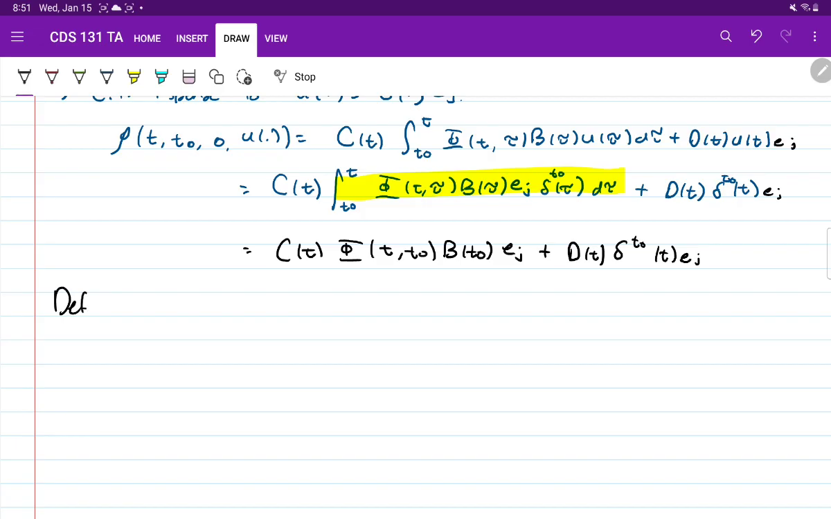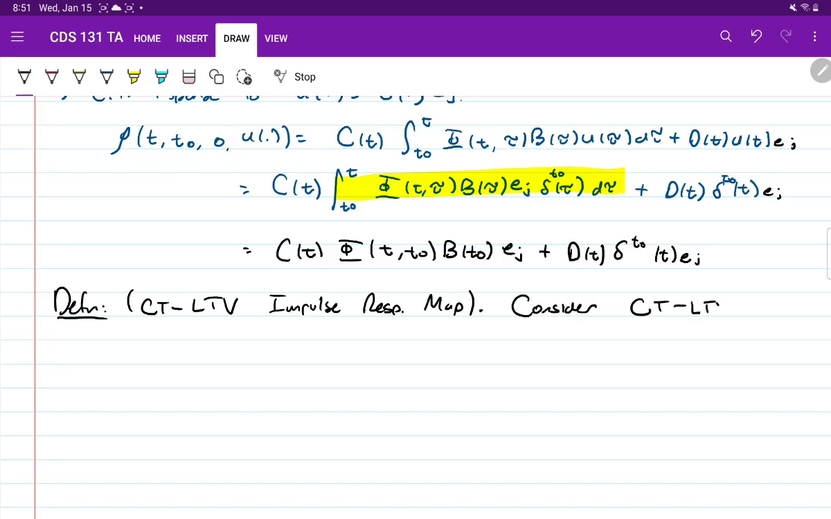So definition, which is going to be the continuous time, linear time varying impulse response map. So I'll say consider the continuous time, linear time varying system representation, which is A, B, C, and D.